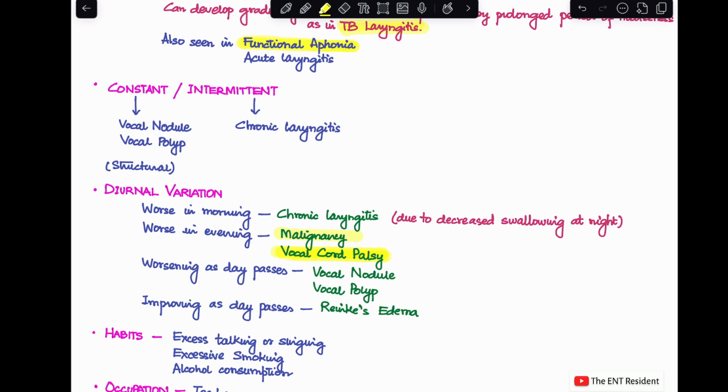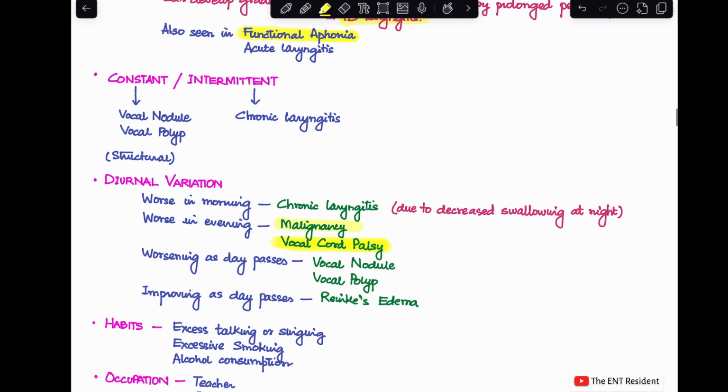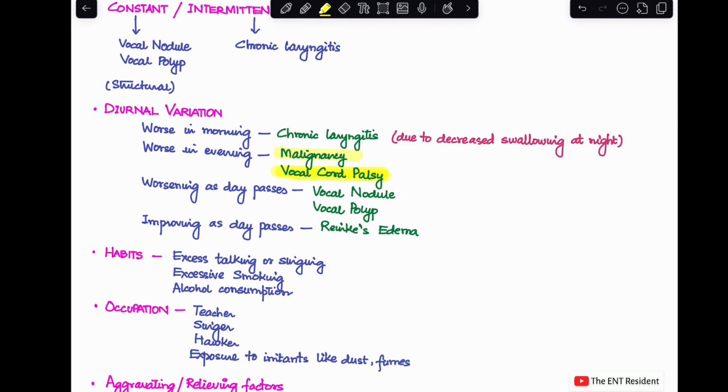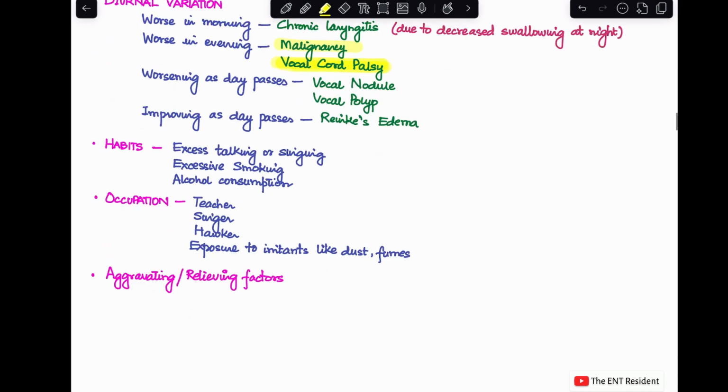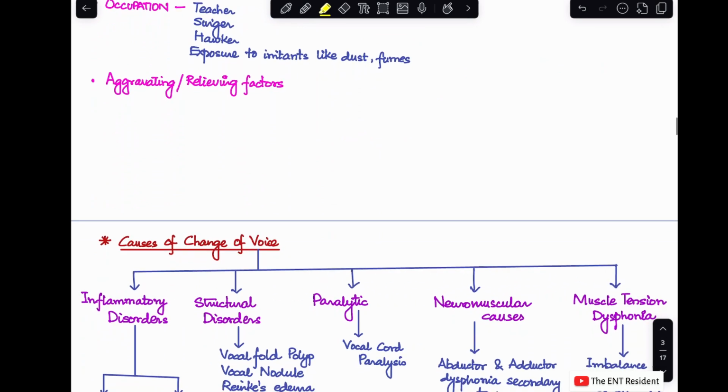Next, you ask, are there certain habits involved, like excessive talking or loud talking or singing, excessive smoking? Smoking, you'll see, like Reinke's edema cases are more commonly seen in smokers. Is there a history of alcohol consumption here? These are all points that will help you understand which disease it might be. And occupation the same: teacher, singer, hawker, exposure to irritants like dust, fumes. Are there any aggravating or relieving factors? So, these are all the points that you need to ask when it comes to change in voice.